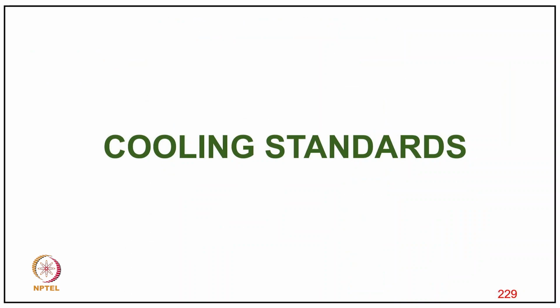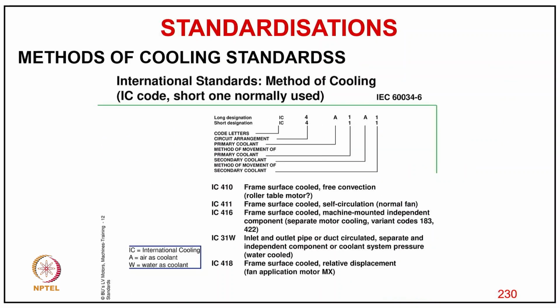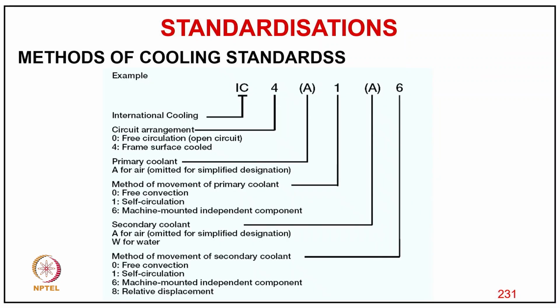Now coming to cooling standards, there are different cooling standards also in these rotating machines, especially electrical machines. So these are what the meaning is, or typically as you can see the nomenclature for the IC standard for the purpose of cooling, like different kinds of cooling, and whether it is self-cooling or forced cooling or some liquid cooling. We use these in different rating machines also. So these different digits talk about 4 different types of cooling, whether it is free cooling, self-circulation, or a machine mounted independent component for cooling also.